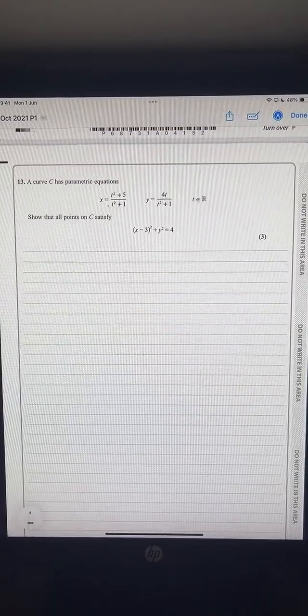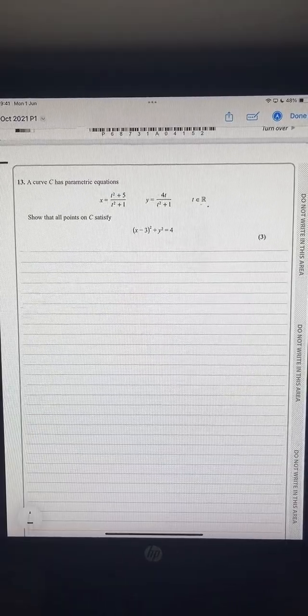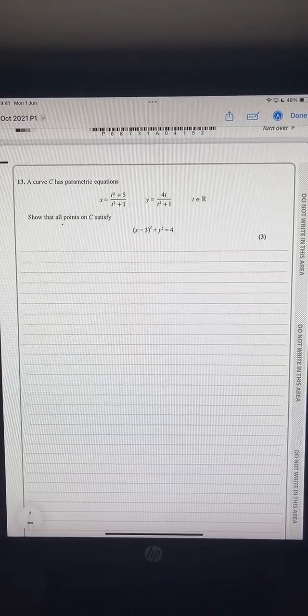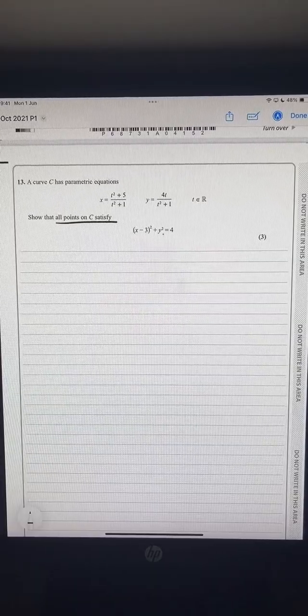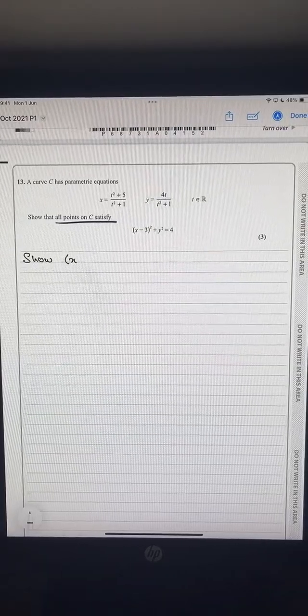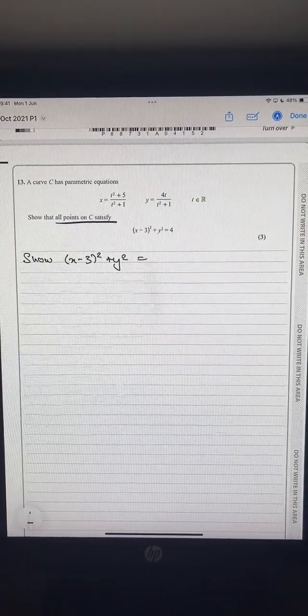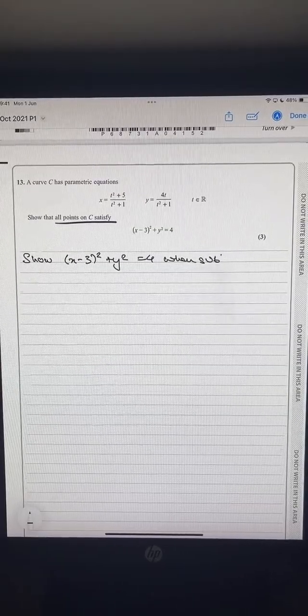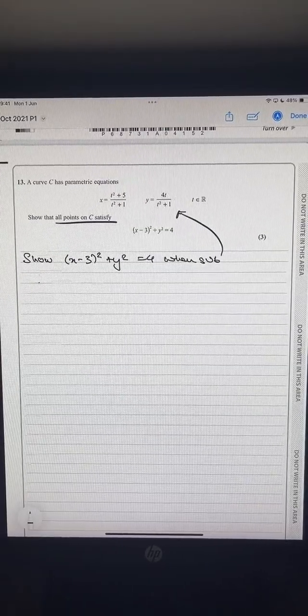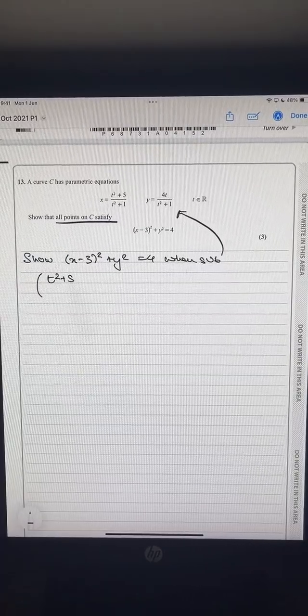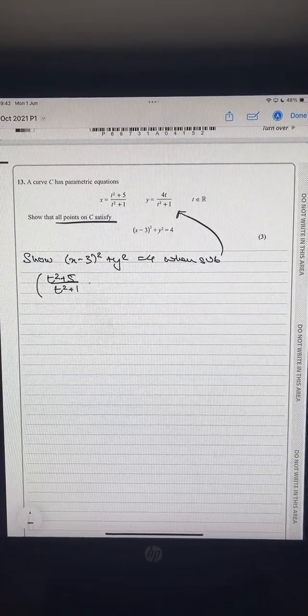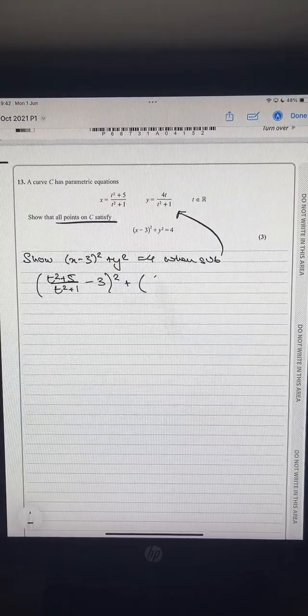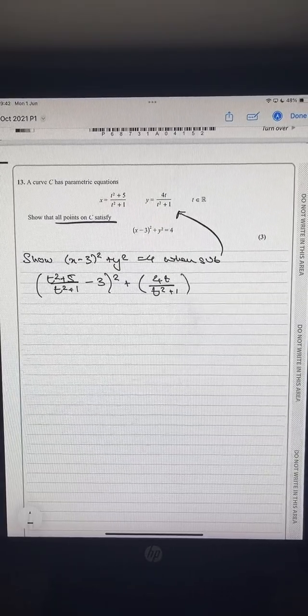The curve C has parametric equations x equals this and y equals this in terms of t, where t is a real number. Show that all points on C satisfy this equation, which is a circle. So all you have to do is show that x minus 3 squared plus y squared equals 4 when you sub in these terms. So you have t squared plus 5 over t squared plus 1 minus 3, all squared, plus 4t over t squared plus 1, all squared.